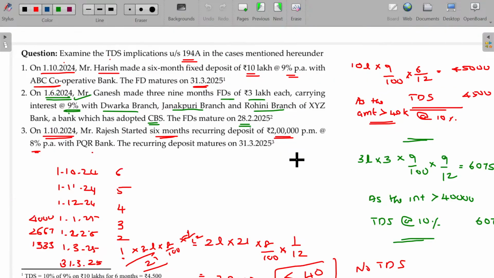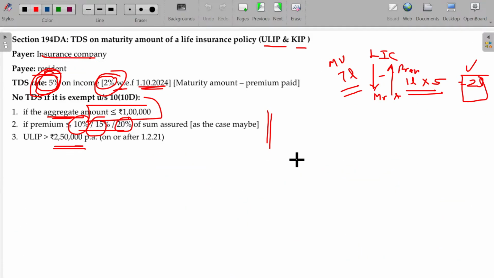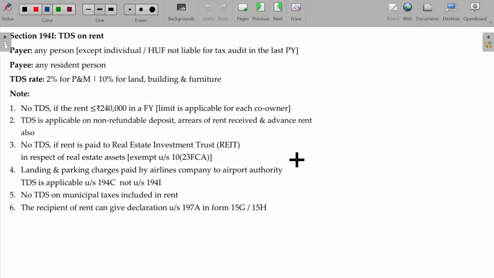Then rent. It's very simple. I pay rent, right? So 10% if the rental payment is more than 2,40,000 per annum, that is 20,000 rupees per month. If the rental payment is more than 20,000 rupees and used for business purposes, definitely TDS will be deductible. In case the rental is not for land and building or furniture, but for plant and machinery, the rate is only 2%. Is that okay?